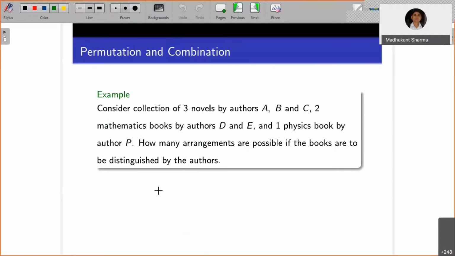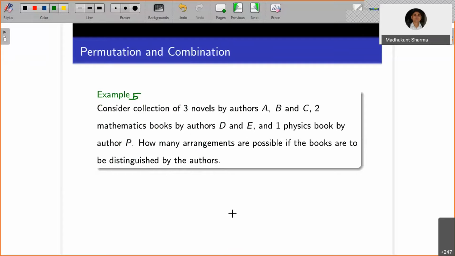Now let's get into permutation and combination and how we are going to handle them. Let's take one or two examples from there as well. So this is example number 5. Consider a collection of 3 novels by authors, let's say the authors are A, B, and C, 2 mathematics books by authors D and E, and 1 physics book by author P. How many arrangements are possible if the books are to be distinguished by the authors? So you are going to distinguish by the author, and you are going to place them in, suppose, a cupboard, in a rack.